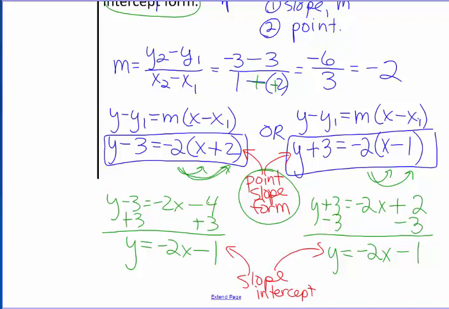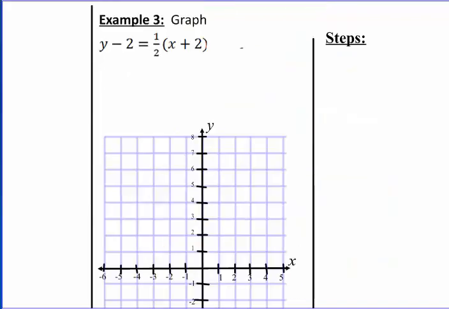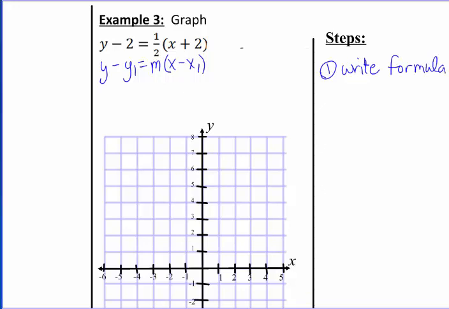Next example. We're now going to use our point slope form to graph an equation. So it's very helpful to first write out what the formula is. It helps you to identify correctly the values that are needed. So first, write the formula so you can match up your points and your slope.